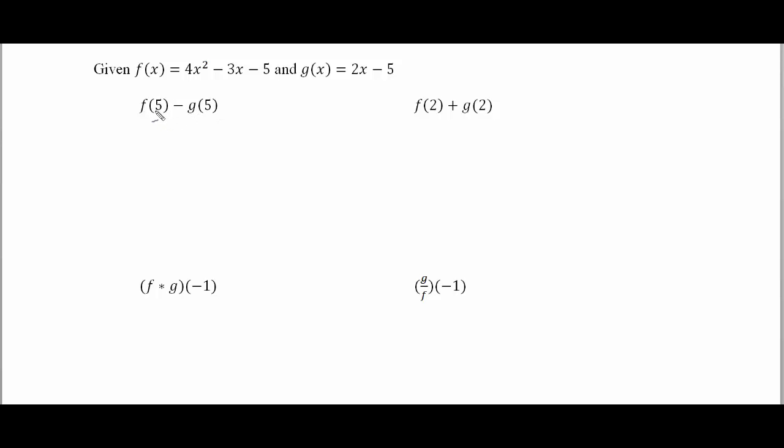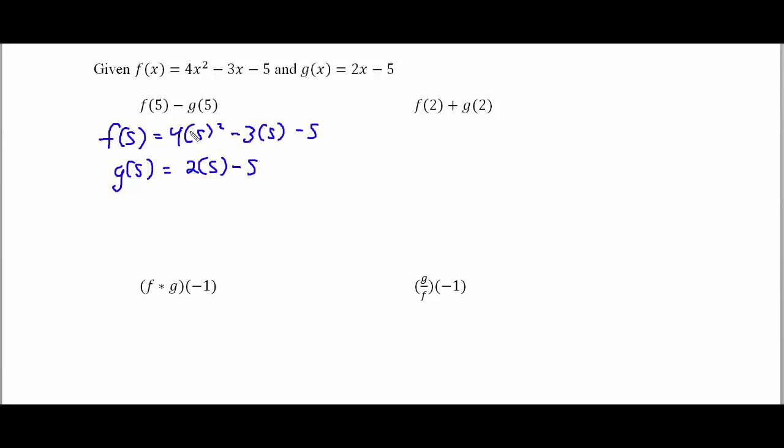But before we do, we are going to plug 5 into the x value of the function of x. And then, before we subtract these two functions, we're also going to plug 5 into g's x, or g of x. So what we're going to have is f of 5, which is 4 times 5 squared, minus 3 times 5 minus 5. And we're also going to have our g of 5, which is going to be 2 times 5 minus 5.